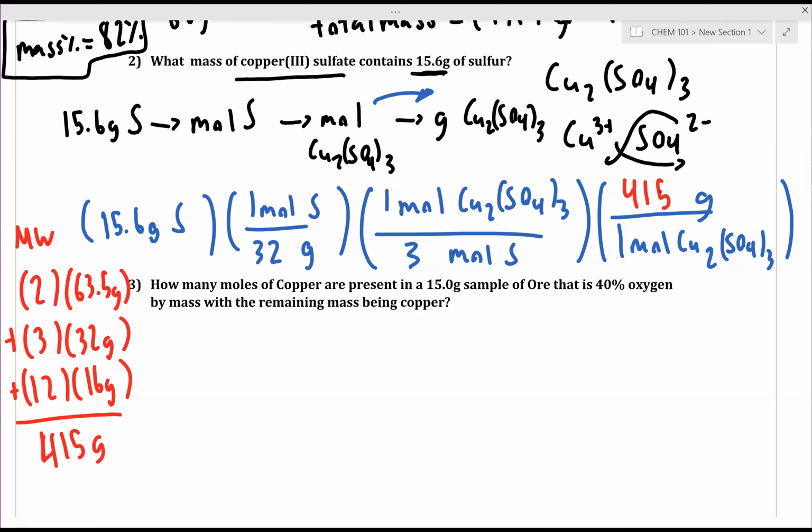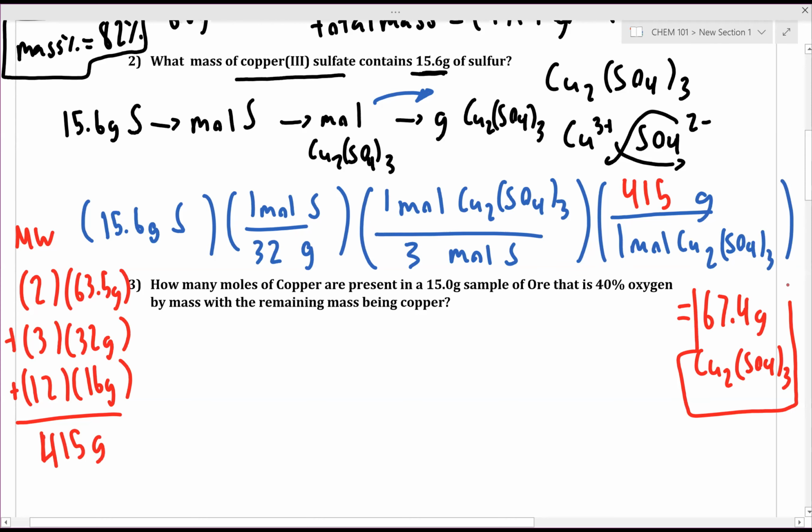So we're going to take 15.6 divided by 32 divided by 3 times 415. And you should get as a grand total about 67.4 grams. Does that match what you've observed on your calculator? And I would recommend following along on your calculator just to make sure you're inputting everything correctly. So then that in turn gives us a final mass of 67.4 grams of copper 3 sulfate. Does that make sense to everyone?